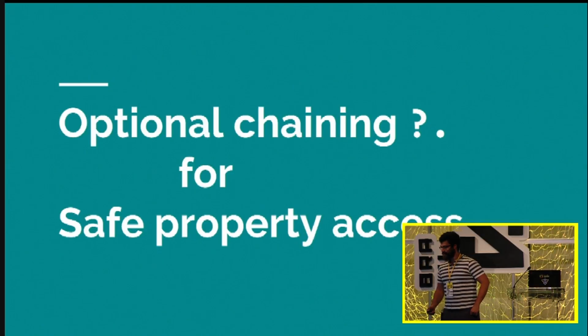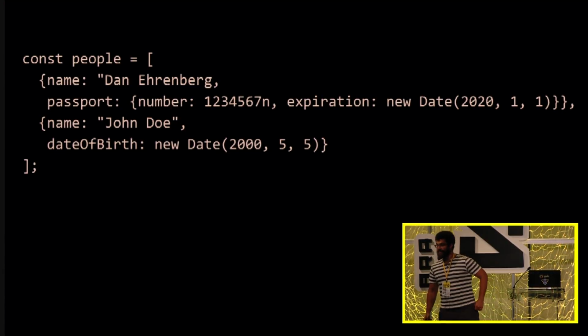So first, let's talk about why we might want to make these new language features. And let's start with optional chaining. This can provide safe property access. What do we mean by safe?